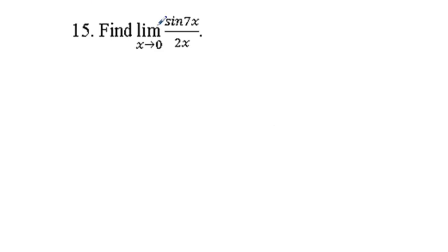Now, number 15, we have find the limit as x approaches 0 of sine 7x over 2x. This one here is a special trig limits application. And so the answer for this one is going to be 7/2. So we get trigonometry more. We're going to have more problems like this.